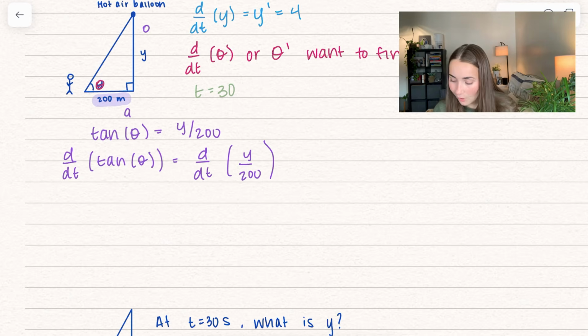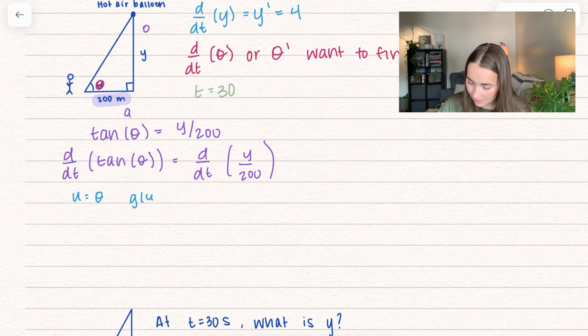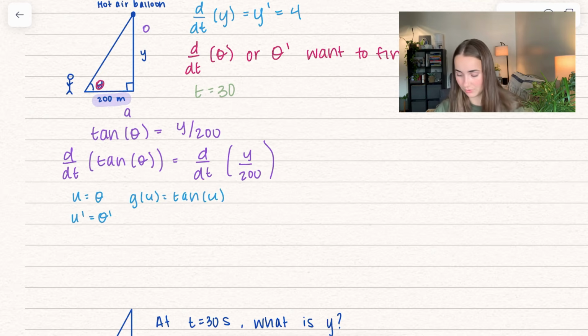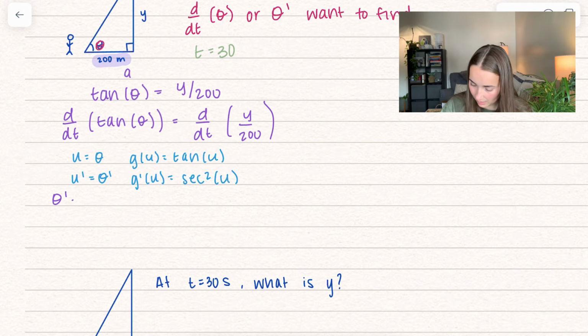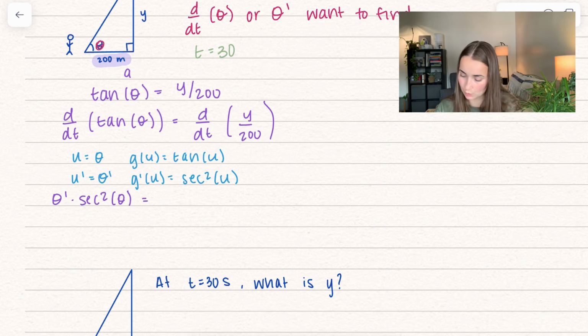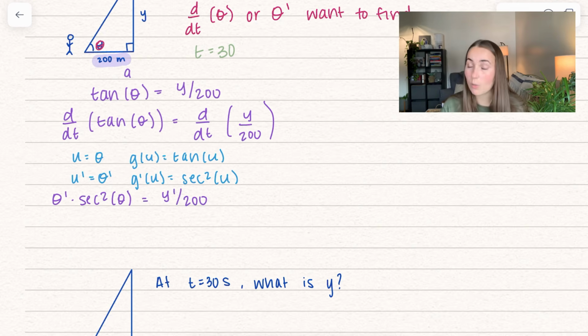Alrighty, let's do this thing. So first we're going to take the derivative of tangent of theta. I'm going to use chain rule, right? And so I set my inside equal to theta, and I set my outside equal to tangent. When I find my derivatives, I get theta prime, or the first derivative of theta, and then g prime of u is going to be secant squared of u. So when we plug that in, I get theta prime times secant squared of theta, and this is going to be equal to, and remember, when we take the derivative of y, that's just going to be y prime. So this becomes y prime over 200. That 1 over 200 is just a scalar, it's a constant, so it just hangs out.